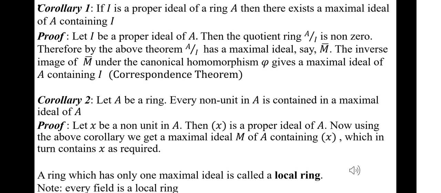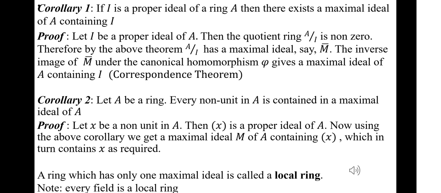Let us look at corollary 2. Corollary 2 states that every non-unit in a ring A is always contained in a maximal ideal of A. An element which is not a unit is usually called a non-unit, an element which doesn't have a multiplicative inverse. So we are proving here every non-unit is always contained in a maximal ideal. That is, a non-unit is present as an element in a maximal ideal.